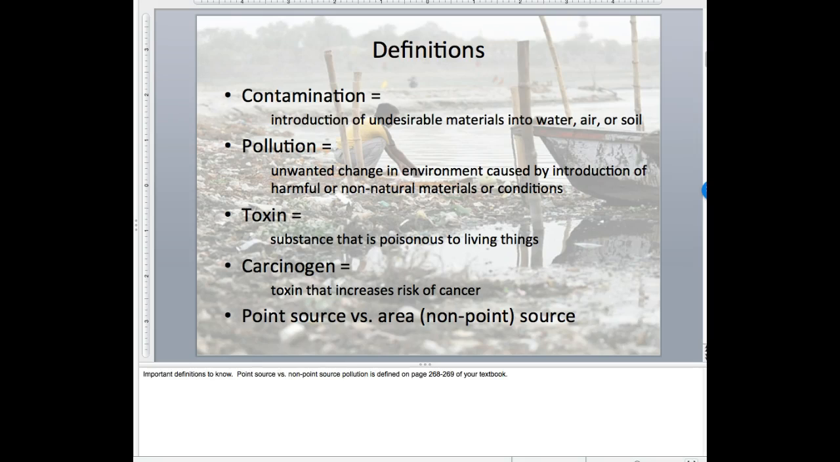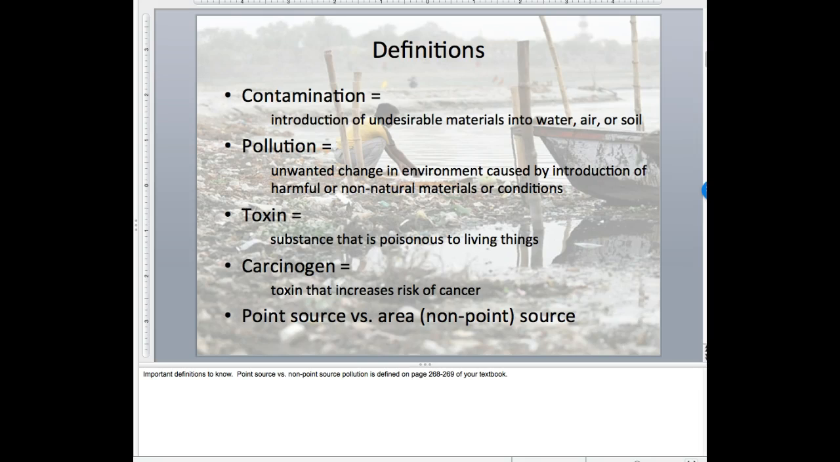As far as definitions are concerned, contamination refers to the introduction of undesirable materials into water, air, or soil. Pollution is an unwanted change in the environment caused by the introduction of contaminants or harmful non-natural materials or conditions. A toxin is a substance that is poisonous to living things. A carcinogen is a toxin that actually increases the risk of cancer. And then I want you guys to be familiar with point source versus area or non-point source pollution.